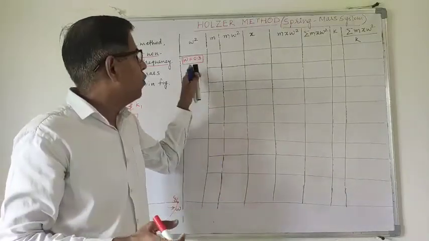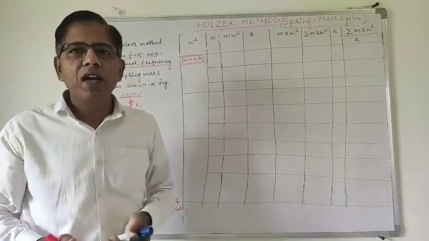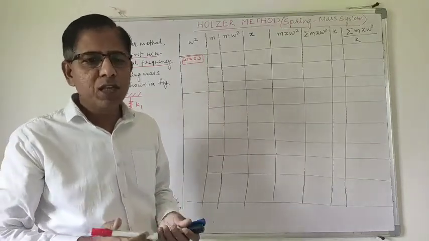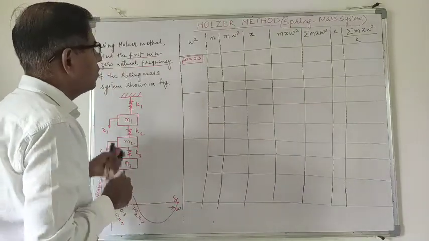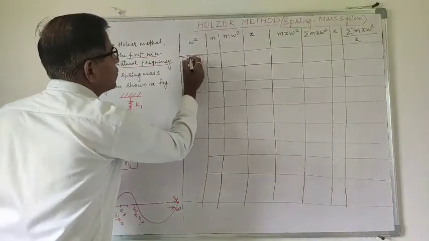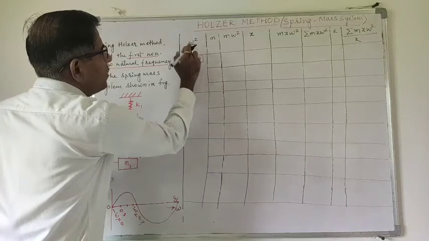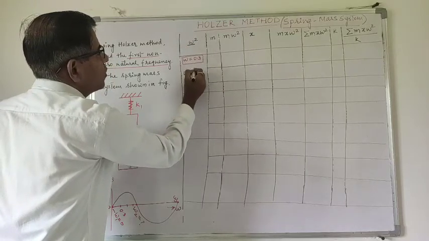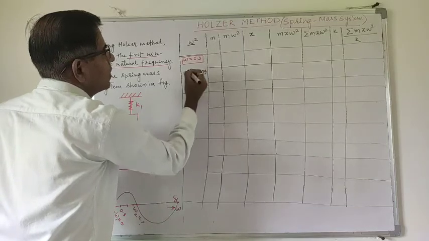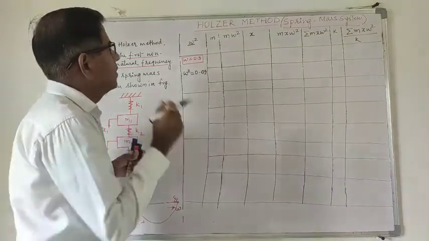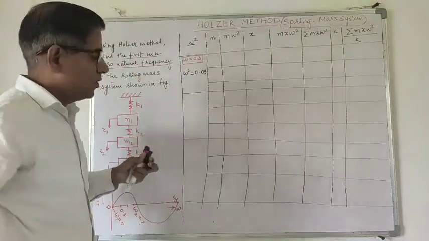Okay, so here I have assumed the value of omega as 0.3. So if omega is 0.3, what will be the value of omega square? So omega square. So here this column name is omega square. So omega square is equal to 0.3 into 0.3, which is 0.9. Now this is the first assumption.